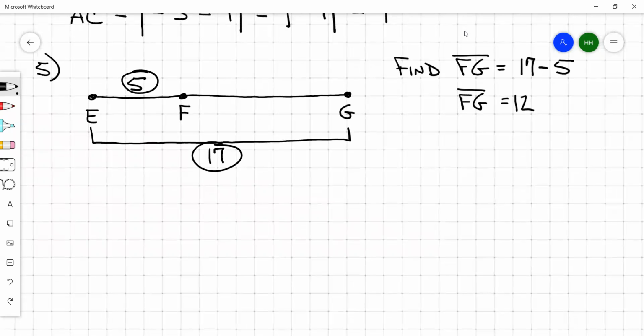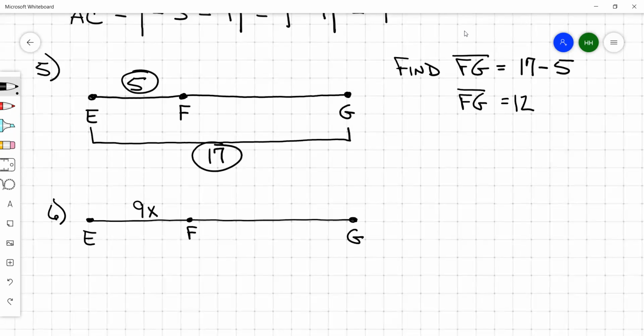In number 6, you got another EFG. And you're told that E to F equals 9x, F to G equals 12, and E to G equals 85. So this whole distance equals 85. Find the value of x.